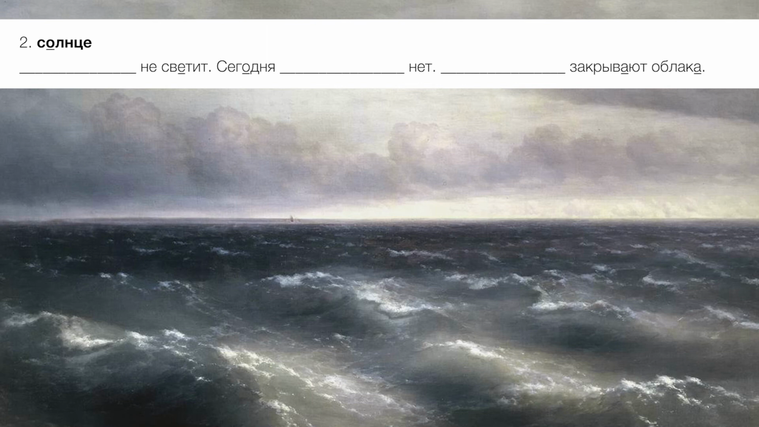So let's go through here and see what happens. The sun is not shining. Okay, there we need the nominative. That's easy. Солнце не светит. Today there is no sun. That's нет. That's going to need the genitive, right, for the non-existence. Сегодня солнца нет.